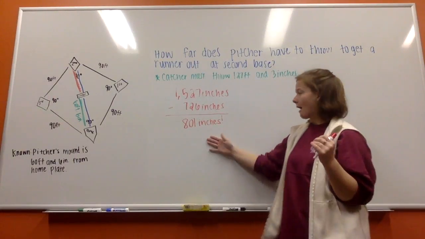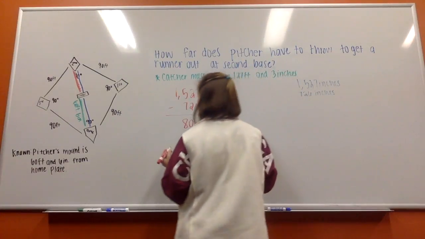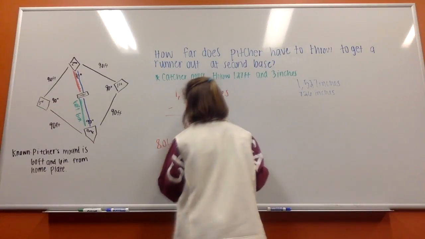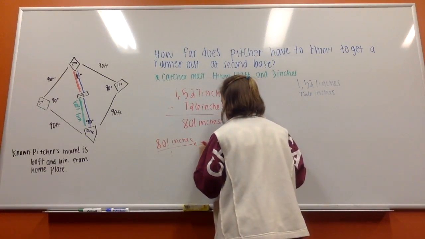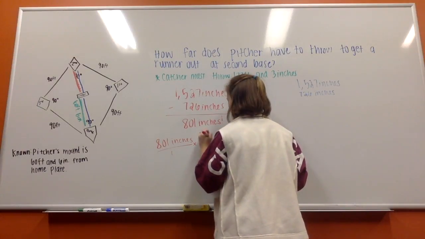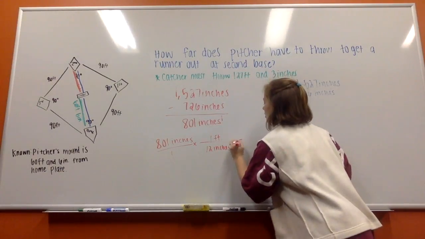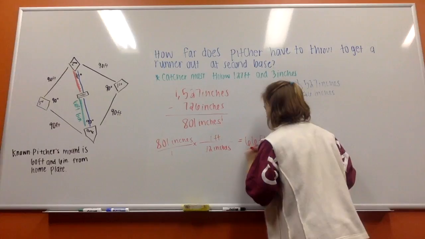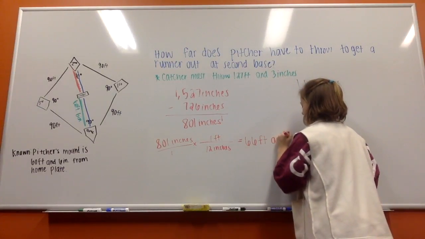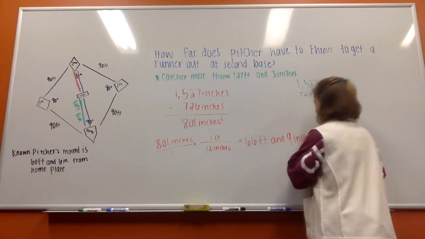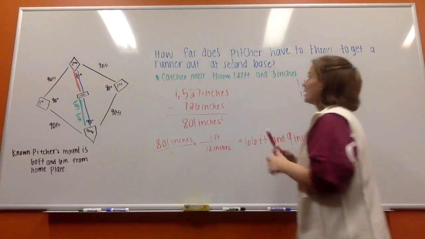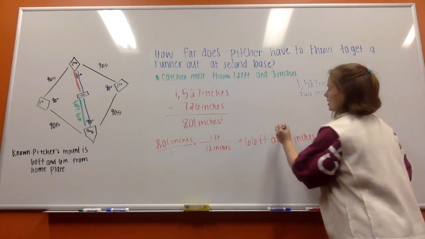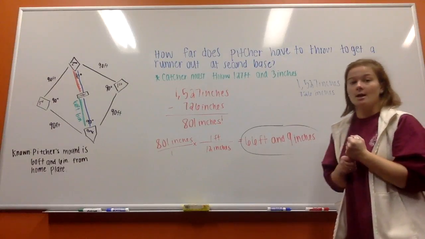Now you may be wondering, how far is this? If you do your conversions and you have 801 inches over 1 times 1 foot over 12 inches, you will get approximately 66 feet with 9 inches left over. To answer our question, how far does the pitcher have to throw to get a runner out at second base? The pitcher must throw 66 feet and 9 inches.